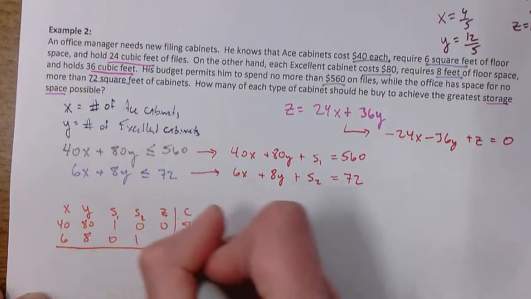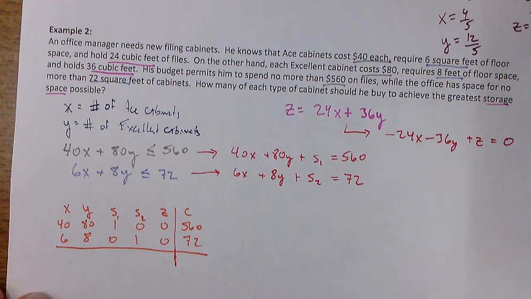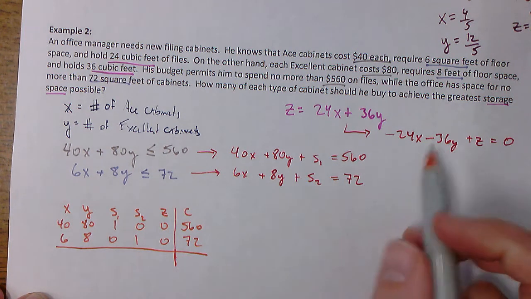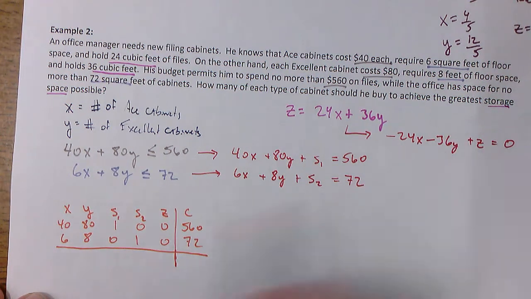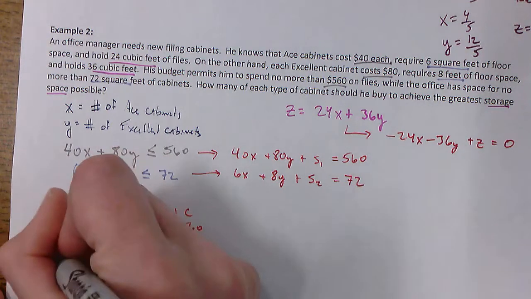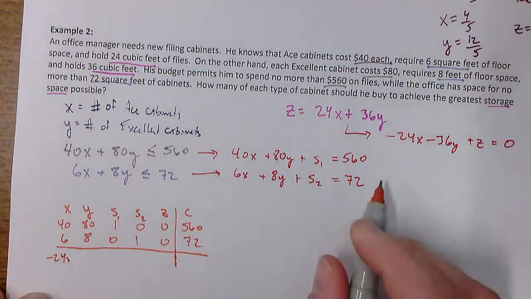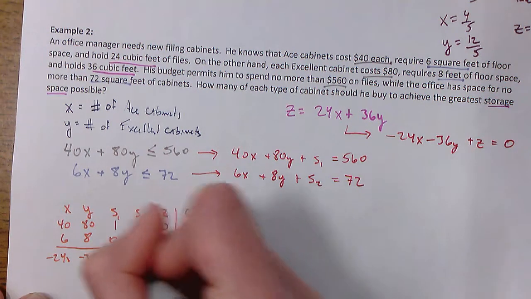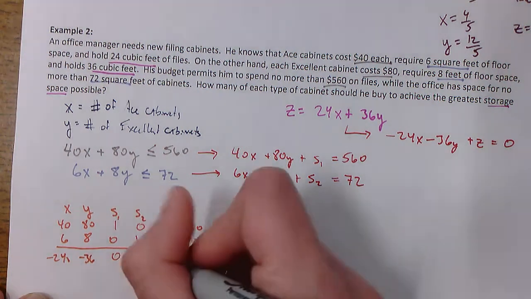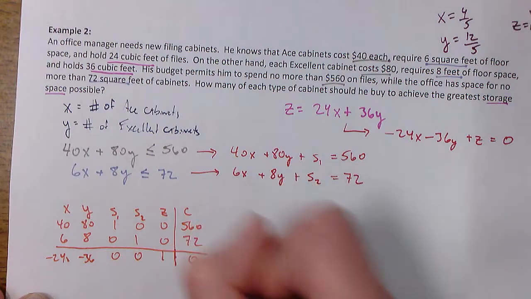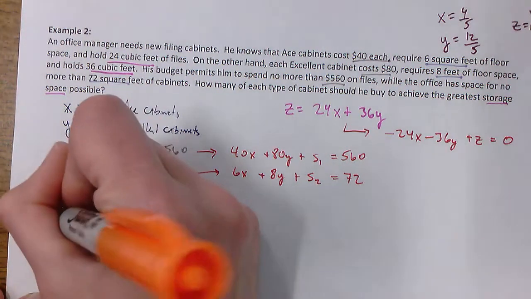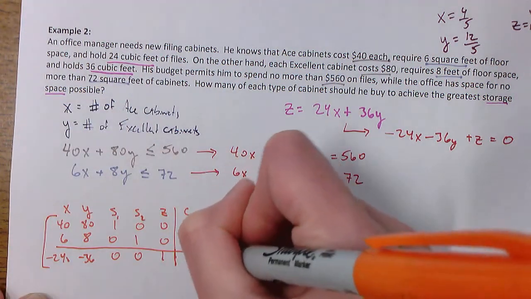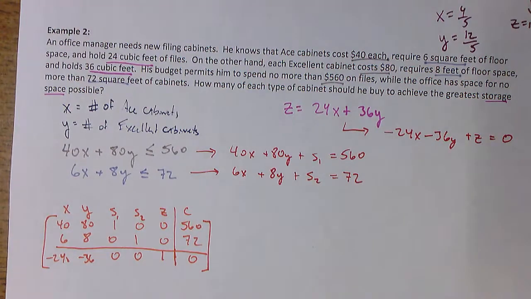And then there's the line that splits this from my answers. And then this guy goes in the bottom, right? So this is my objective function down the bottom. I've got negative 24 x's. I've got negative 36 y's. There's no slack variables at all, but there's one z, and that adds to 0. And there's my awesome table.